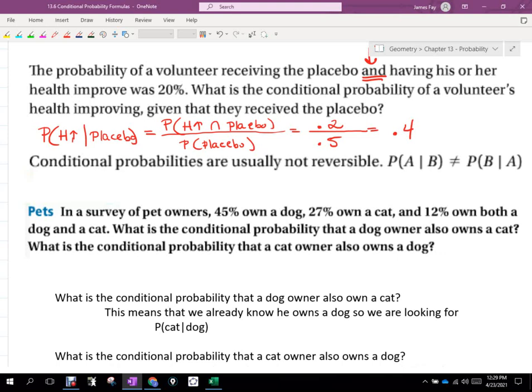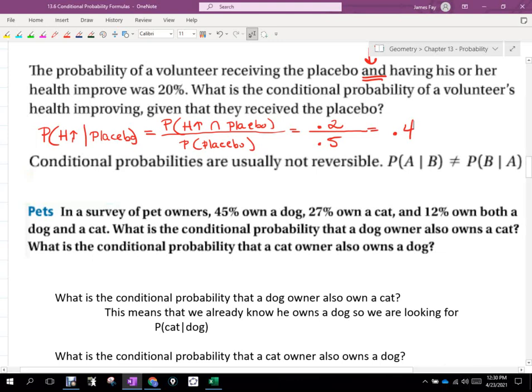So conditional probabilities are usually not reversible. It's not always 100% that they're not reversible, but overall, we're going to say the probability of A given B does not equal the probability of B given A has already occurred. There might be some situations where that happens, but it's not a universal fact.